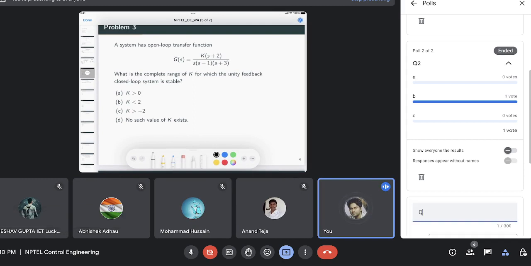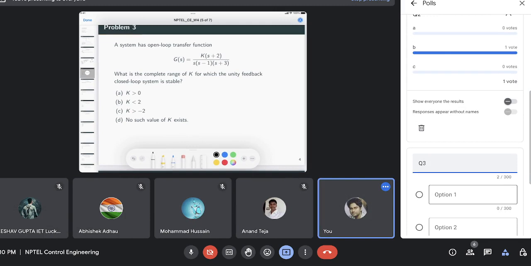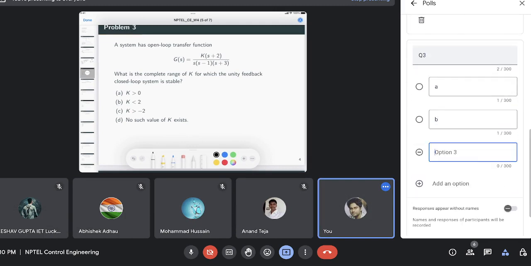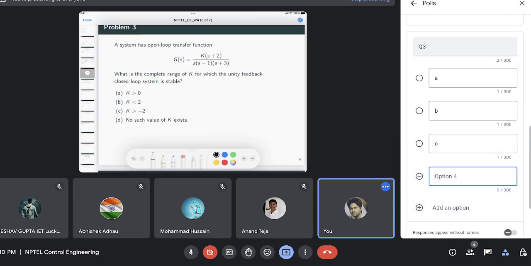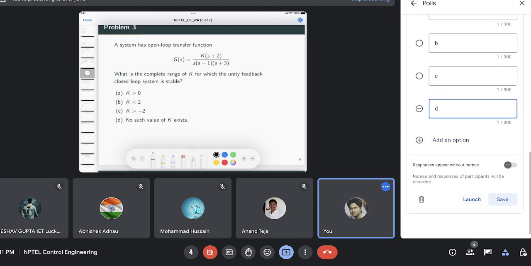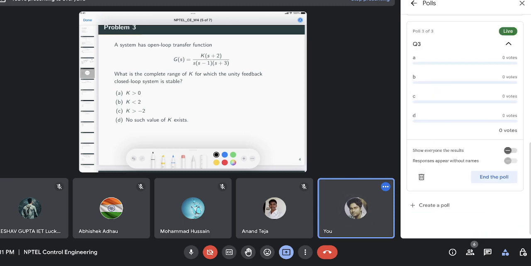This is question 3. Okay, so just try, then we'll discuss. Again, a very basic question.